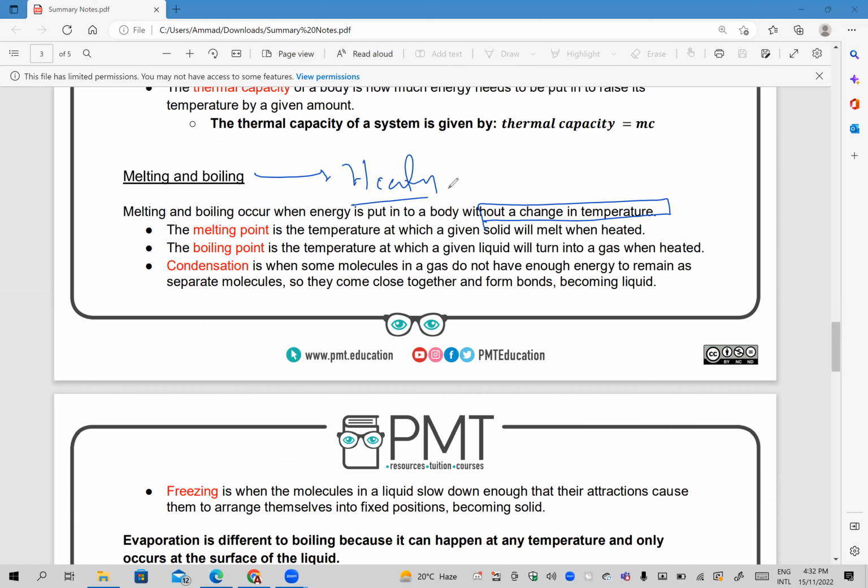You heat an object, the object melts. You heat it further, it boils. Melting point is the temperature at which a given solid will melt when heated, that is, the turning of solid into liquid. This is melting. Boiling is liquid to gas. Boiling point is the temperature at which a given liquid will turn into a gas when heated. Standard temperatures: the melting point of water is 0, the boiling point of water is 100, right?